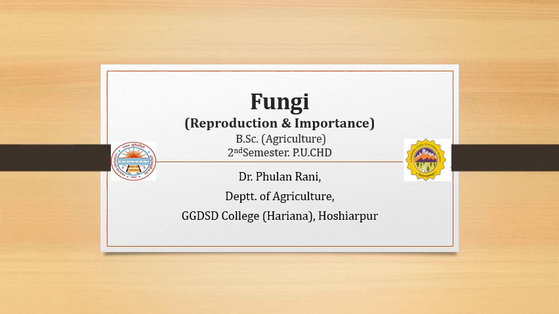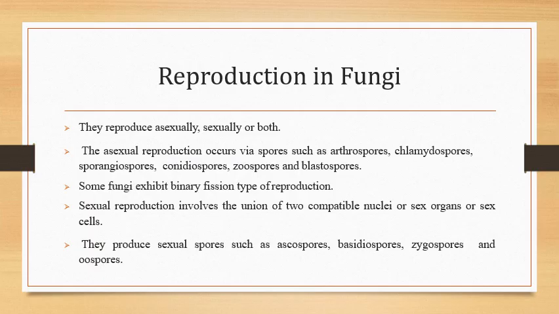The topic for my today's presentation is reproduction and importance of fungi. In this topic, we will cover the reproduction methods and importance of fungi. Reproduction in fungi. Fungal reproduction is a complex process. They reproduce both asexually, sexually, or by both methods. Asexual reproduction occurs via vegetative spores such as arthrospores, chlamydospores, sporangiospores, conidiospores, zygospores, and blastospores.